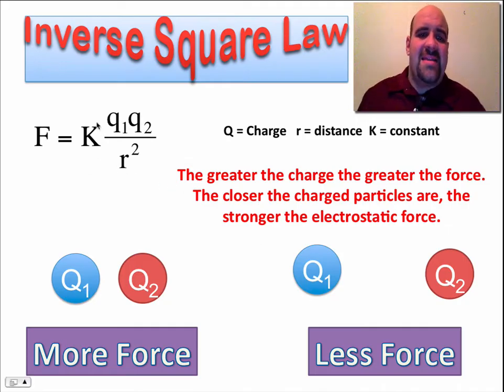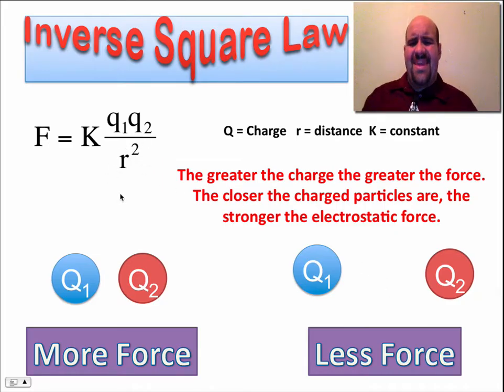K is going to be a constant. It's always going to be the same value. So for our purposes and what we're going to do, we're kind of going to ignore it. But what Coulomb's law really says, the greater the charge, the greater the force. The greater the electric charge, the greater the force. That's Q1 and Q2 between these two particles. And the closer the particles, the stronger the force. So when you have particles that are close together, there's going to be more force. If you have particles that are separated by a large distance, there will be a weaker electrostatic force. And that's all due to this R squared right here.